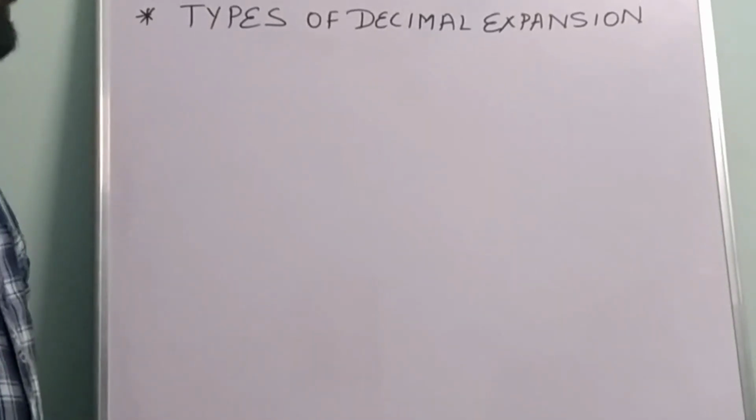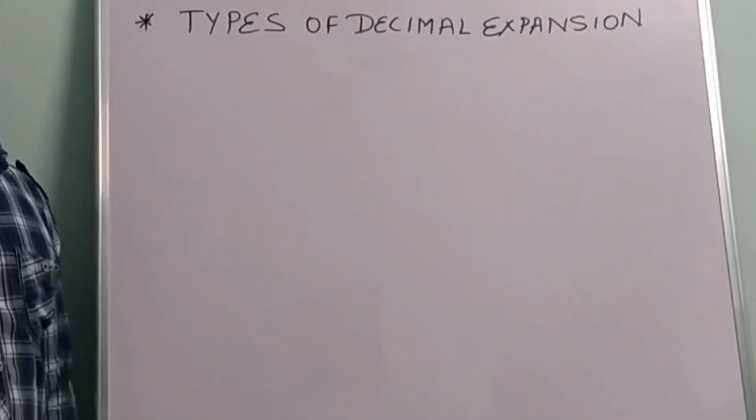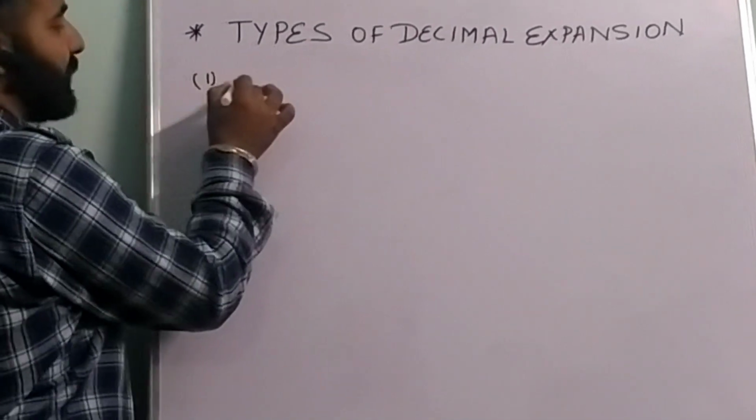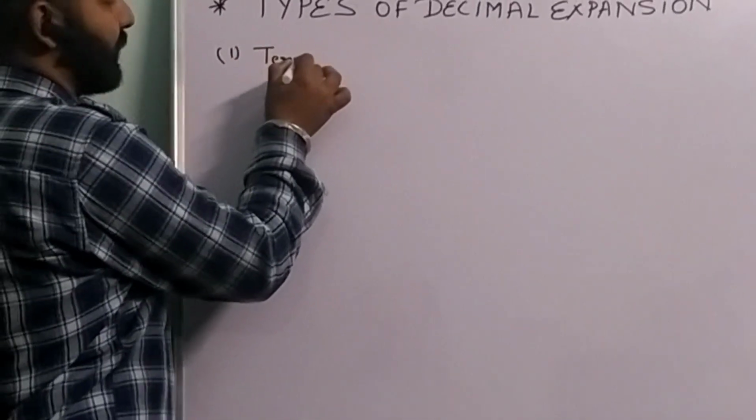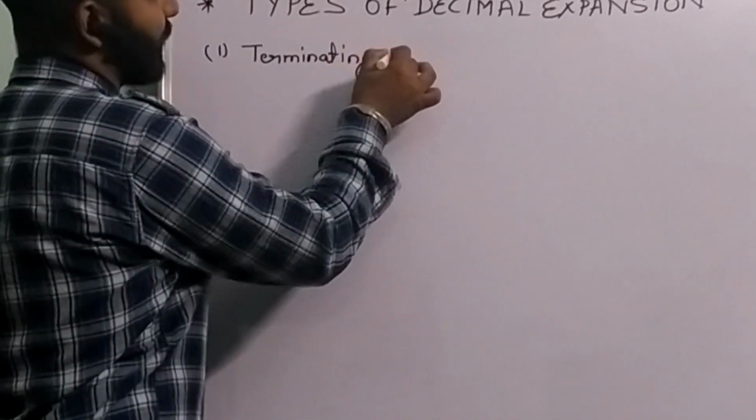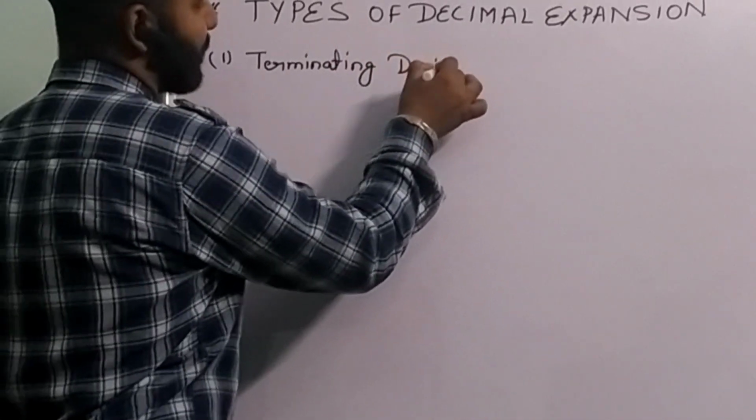We will discuss the types of decimal expansions. So basically there are two types of decimal expansion. The first one is terminating decimal expansion. That thing we have already discussed in the last video.